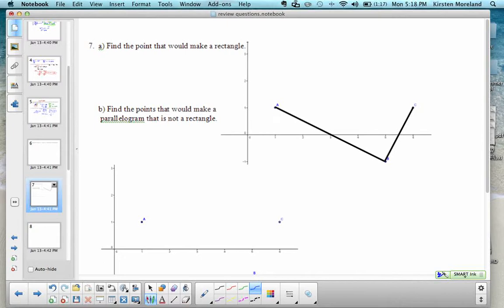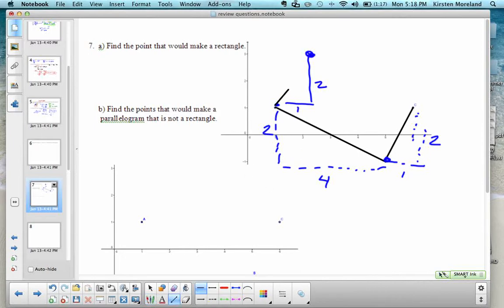So what I like to draw in is my triangle. I go down 2 and over 4. On this one I go over 1 and up 2. So I'm going to count, if I count over 1 up 2 from this point, I have to count over 1 and up 2 from this one. And there's my last coordinate. If I were to connect those, I form my rectangle.